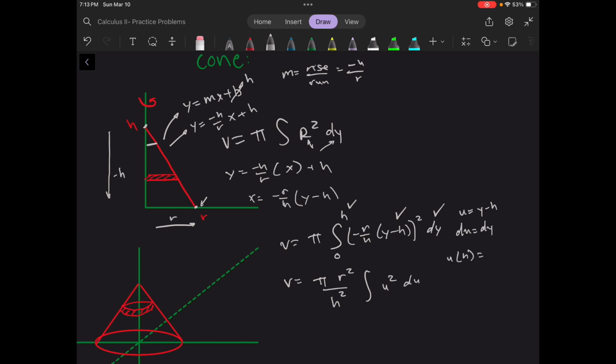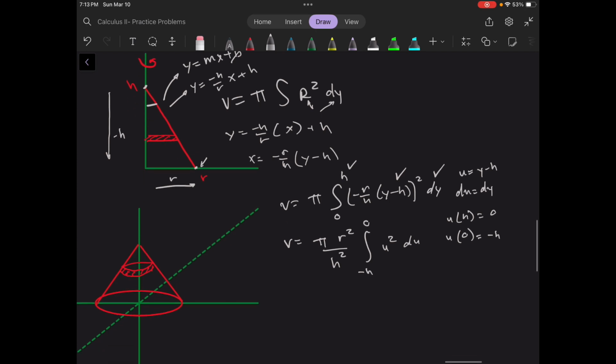What is u of h and what is u of 0? When we plug in h into u, we get 0. And when we plug in 0 into u, we get negative h. So instead of going from 0 to h, we're going from negative h to 0. This way, when we finish up the integral, we do not have to plug back in our function of y, because we already changed the bounds. So now when you integrate u squared with respect to u, you get 1/3 u cubed. We're evaluating that at 0 and negative h.